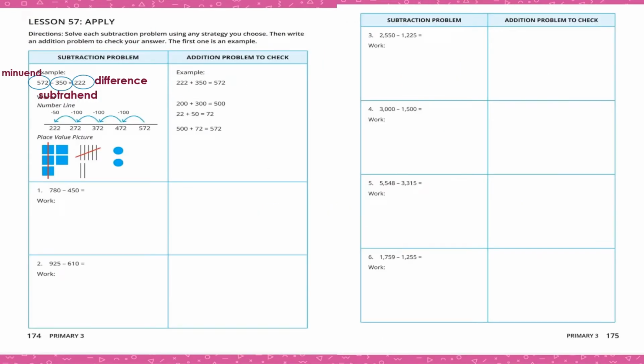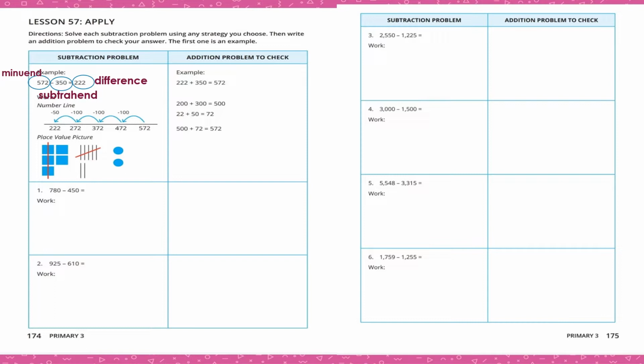Let's start with lesson 57, the apply part. Solve each subtraction problem using any strategy you choose. Then write an addition problem to check your answer. The first one is an example. Okay, first, I will ask you a question. When I say 5 minus 2, 5 minus 2 equals what? Equals 3. So, to check your answer, you should make 2 plus 3 equals 5. So the result is correct.